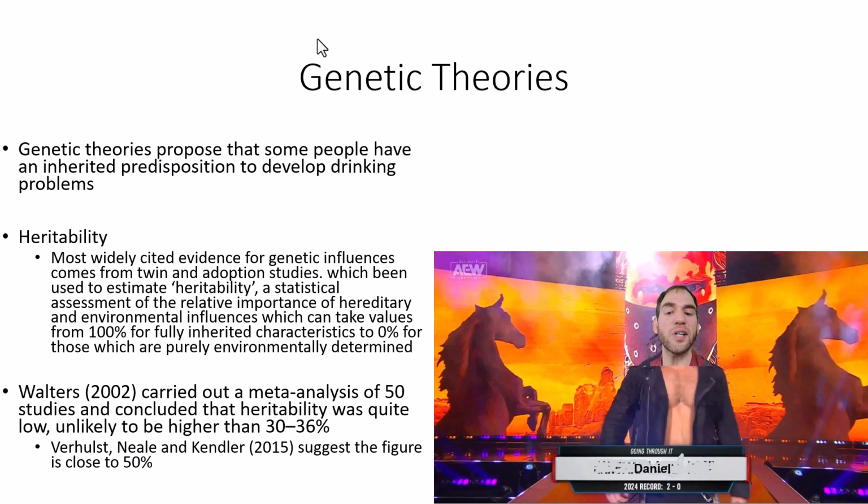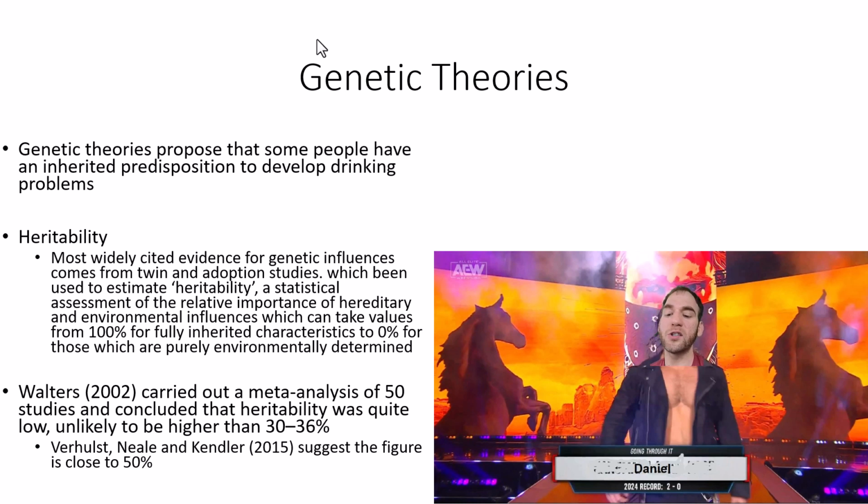Genetic theories propose that some people have an inherent predisposition to develop drinking problems, heritability. The most widely cited evidence for genetic influences comes from twin and adoption studies, which have been used to estimate, quote, heritability, a statistical assessment of the relative importance of hereditary and environmental influences, which takes values from 100%, that is fully inherited characteristics, to 0%, which are purely environmentally determined.